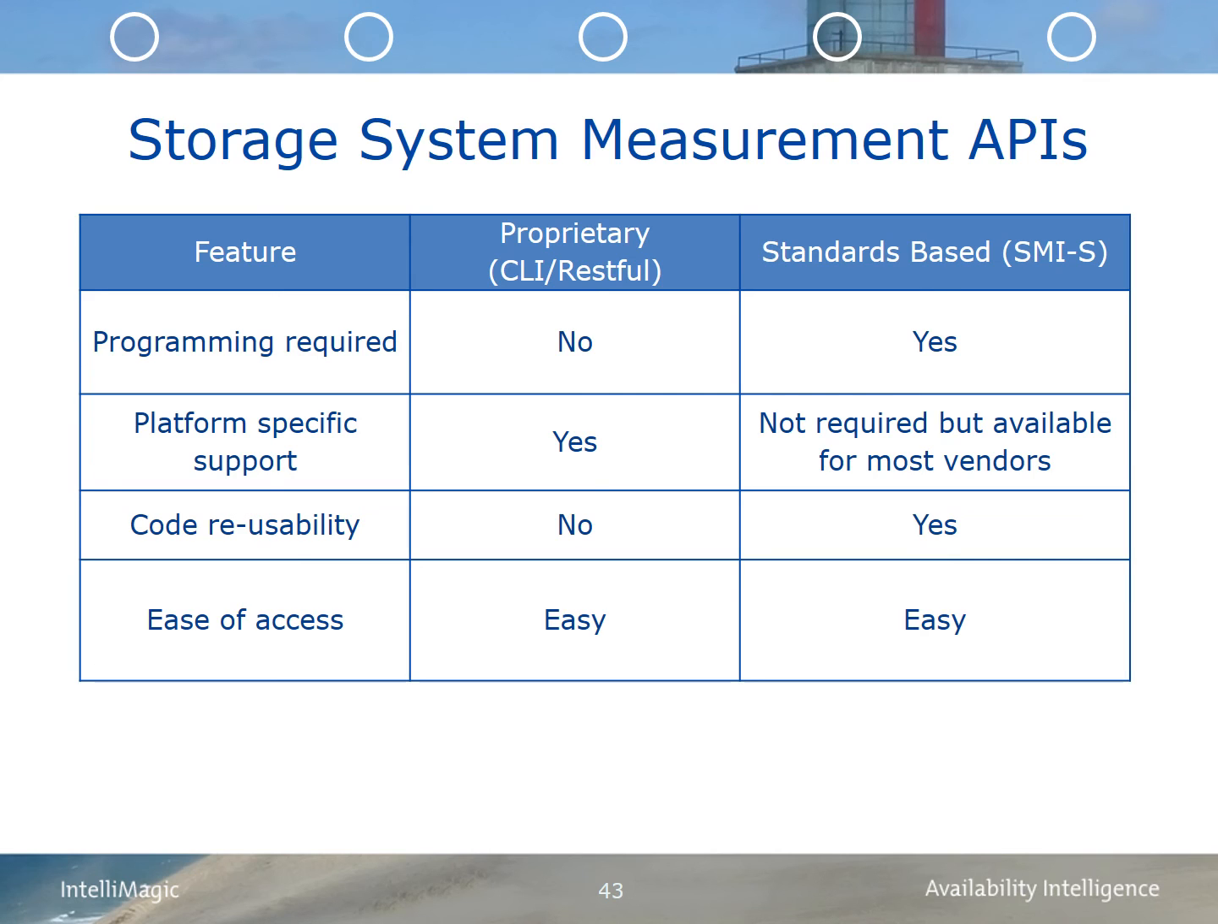The advantage of a CLI or a native proprietary approach is that there's no programming required. You can simply figure out what commands you need and wrap some shell scripts around those commands to execute those commands on a regular interval. They're also very good at platform-specific support. So any features that are required that you want to report on or get information about, the native tools tend to have those commands available when the new features are generally available.